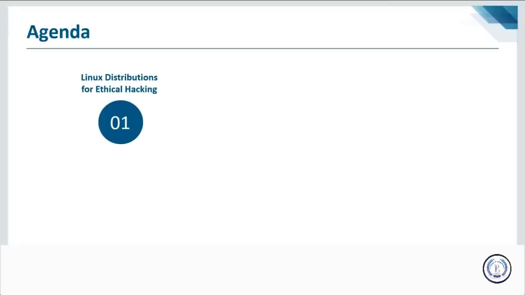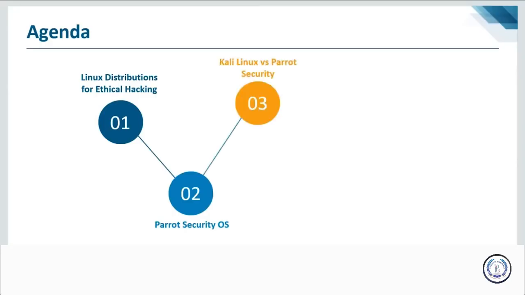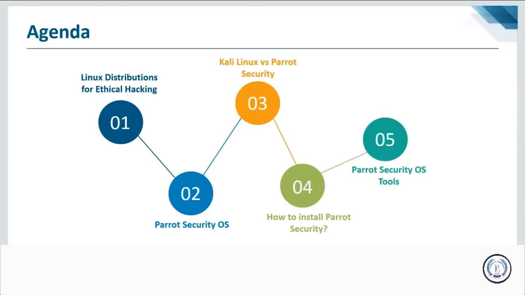So let's quickly go through today's agenda first. We will begin by discussing how Linux distributions are suitable for ethical hacking and the different types of Linux distros that are available for ethical hacking and penetration testing. Then we will begin with today's topic, which is Parrot Security OS. We will discuss its features, its history, and whether or not Parrot Security OS is suitable for you. Moving on, we will see how Parrot Security OS is different from Kali Linux. And then I'll show you how to install Parrot Security OS using VMware software. And finally, we'll end this session by taking a look at a few popular Parrot Security OS tools. So I hope the agenda was clear to you guys.